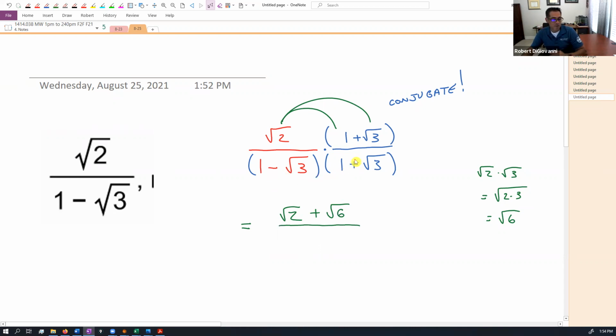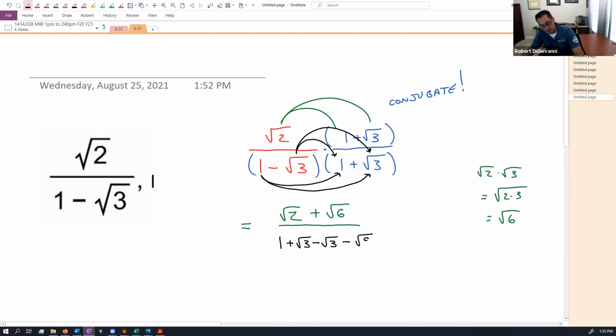Now on the bottom, we have to do that good old fashioned FOIL thing, right? This times this, which is 1. This times this. So 1 times positive root 3 is positive root 3. And then when we do the middle multiplication here, we get a negative root 3 times 1, which gives us negative root 3. And then the final multiplication is the one you have to be careful with, this one times this one. Because it's a negative times a positive, you get negative. And then root 3 times root 3 gives you root 9. And root 9 is 3.